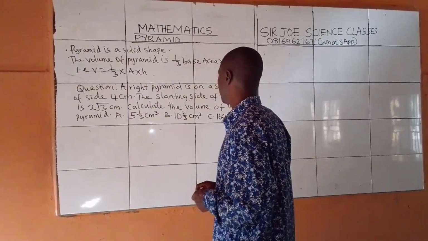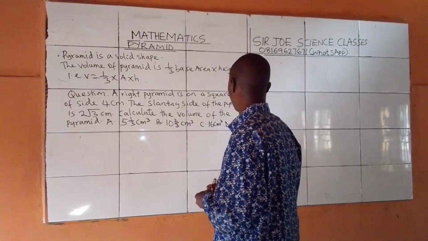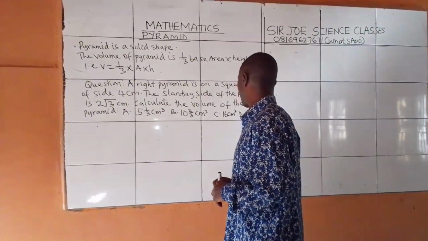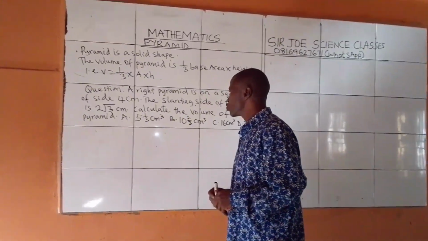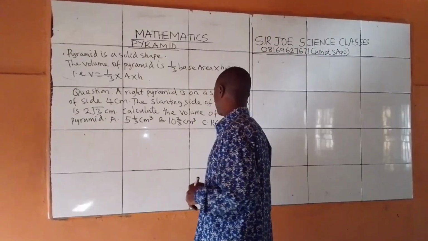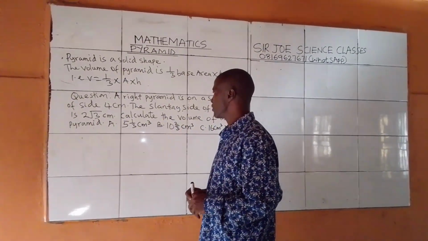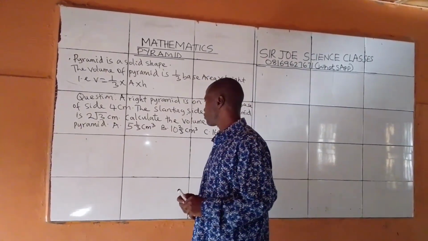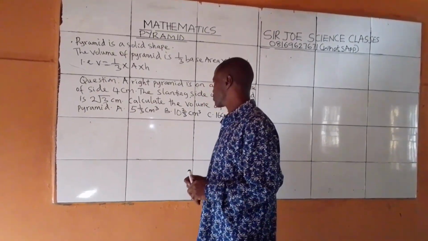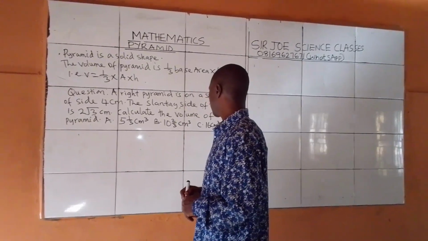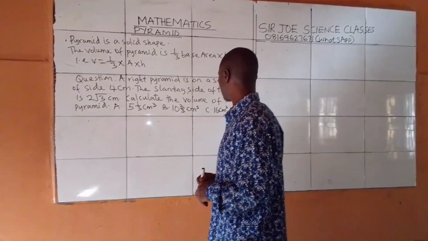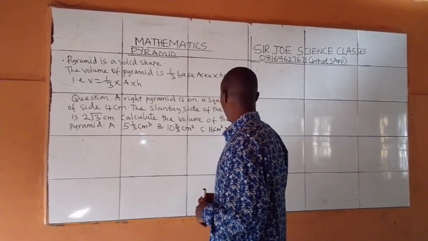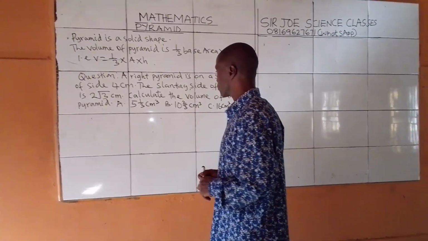Now I pick this question from one of the past questions. The question says, a right pyramid is on a square base of side 4 centimeter. The slanting side of the pyramid is 2√3 centimeter. Calculate the volume of the pyramid. We have options A to D. Option A is 5 1/3 centimeter cube. Option B is 10 2/3 centimeter cube. Option C is 16 centimeter cube and option D is 32 centimeter cube.